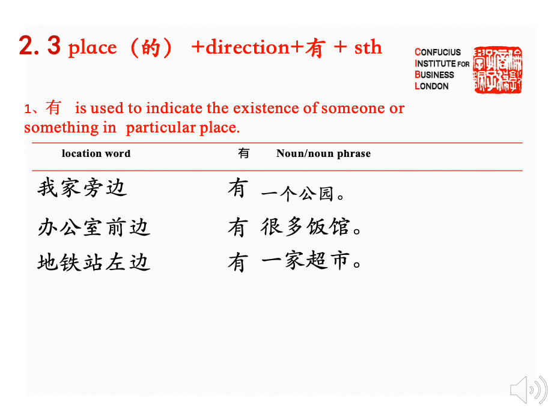So here 有 is used to indicate the existence of someone or something in a particular place. We can say 我家旁边有一个公园 There is a park near my home. 办公室前边有很多饭店 There are many restaurants in front of the office. So this structure shows there are something at some place.